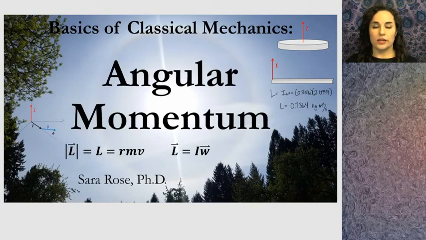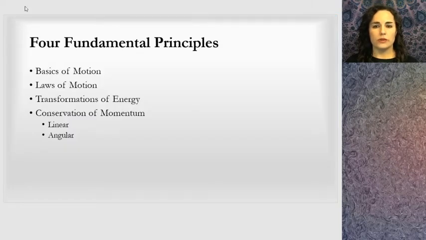This is a lesson on angular momentum in the momentum and rotational dynamics units. I wanted to start with a brief overview of all the principles that you cover in the basics of classical mechanics. First begins with the basics of motion, definitions of distance, displacement, velocity, speed, acceleration, as well as the kinematics that falls in here. Then it moves on to the laws of motion, Newton's first, second, and third laws, and how to use those, what the implications are.